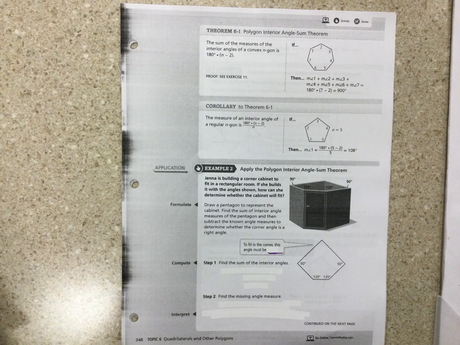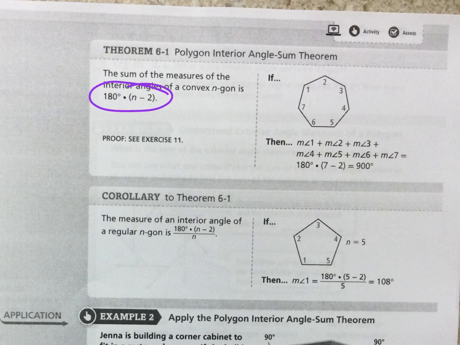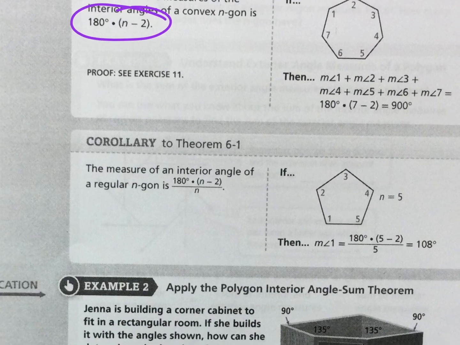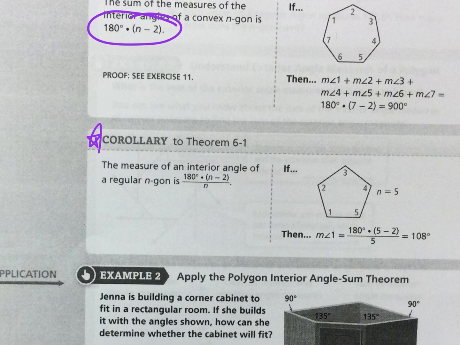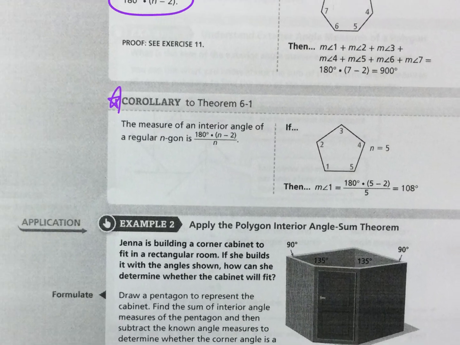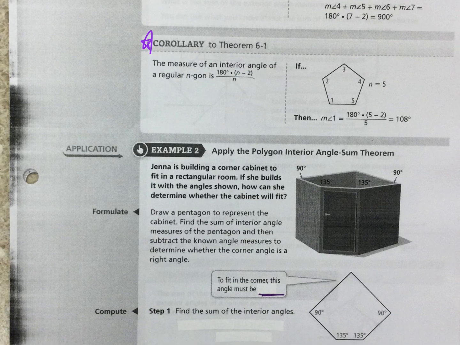And if we flip the picture, that says this right here, 180 times the number of sides. We're going to skip this corollary for right now. We'll get to it, but it doesn't look like it makes a lot of sense the way it's written, so we'll talk about it in a few minutes.